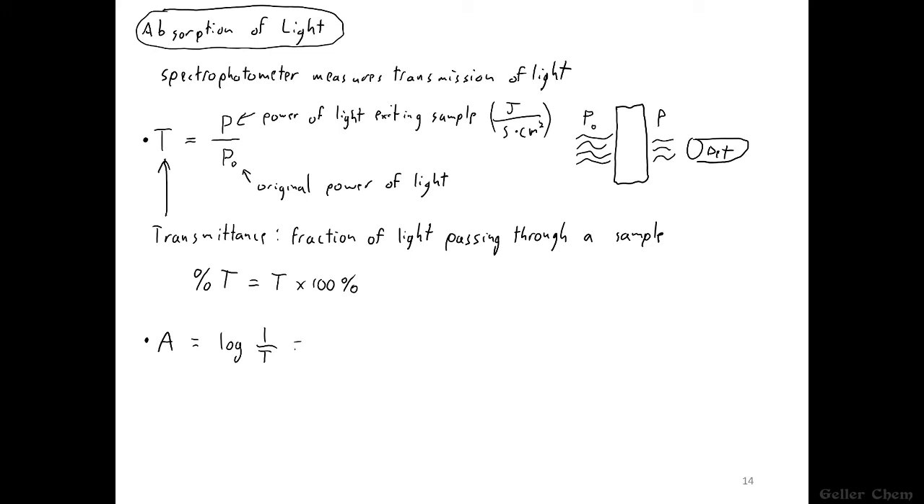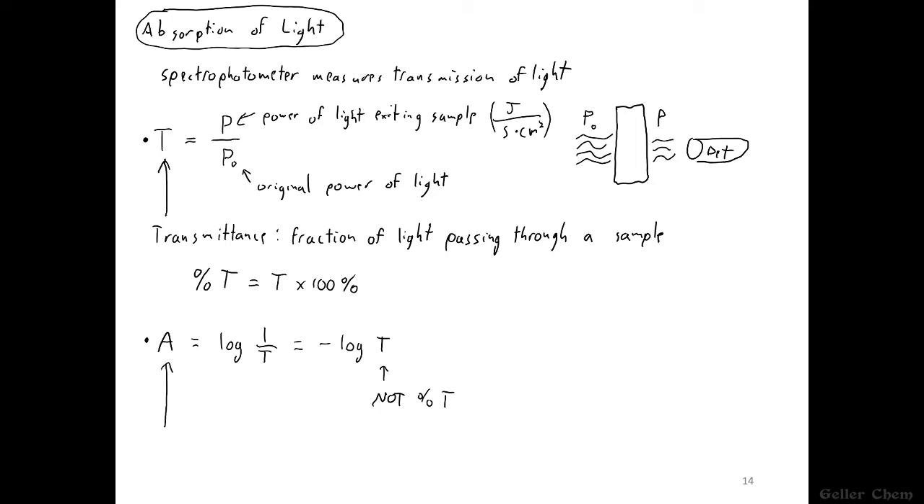Using some quick logarithmic math, we can rewrite this as negative log of just T. And let's be clear, this is transmittance, not percent transmittance. If you plug in percent transmittance into this equation, you'll get the wrong value.